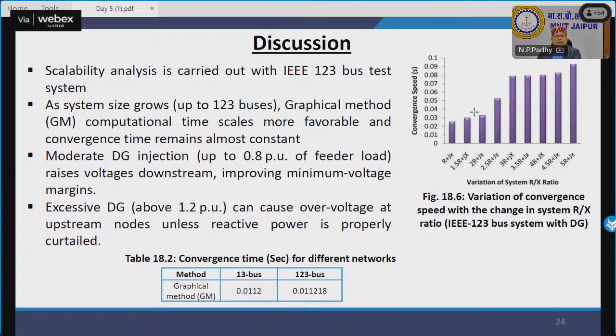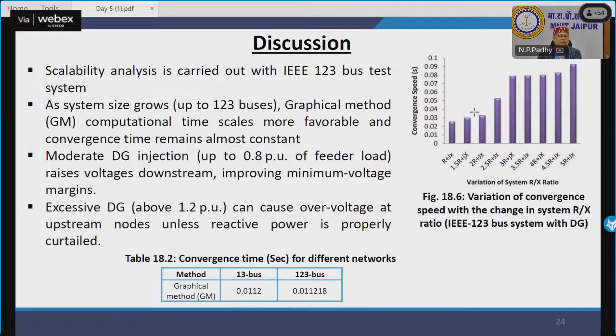Now, scalability analysis is carried out, because this is a graphical approach with three-phase matrices, and whether it is capable of scaling to a larger node or larger bus system is a question. With a 4-bus system we are very comfortable, we can look at it and create our matrices. But when I go for 100 bus, 200 bus, whether it is working or not. So scalability analysis is carried out with the 123 bus test system, as the system size grows up to 123. With the graphical method, computational time scales more favorably and convergence time remains almost constant.